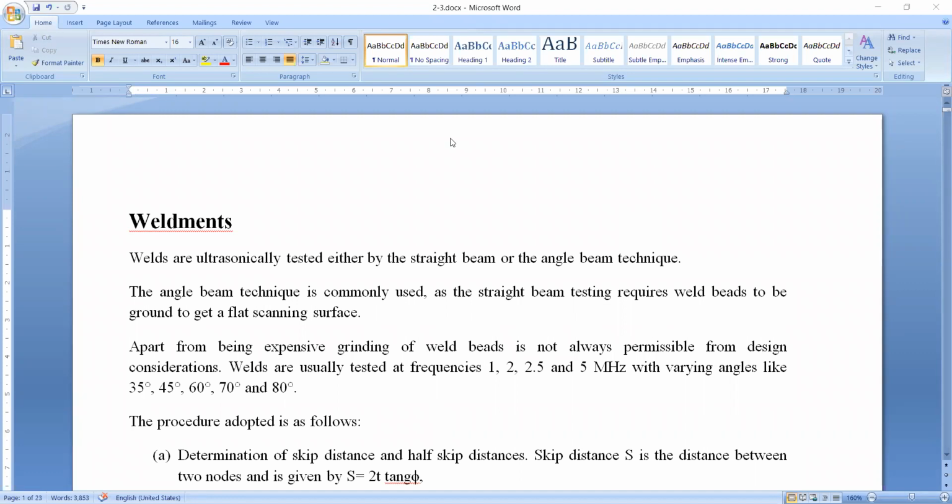So yesterday I started a concept that is testing of different products. Okay, in previous class I have explained the testing of castings and rod products. Okay, now we start weldments. How to test the weldments by using ultrasonics. Okay. Later we will see the calibration procedure.